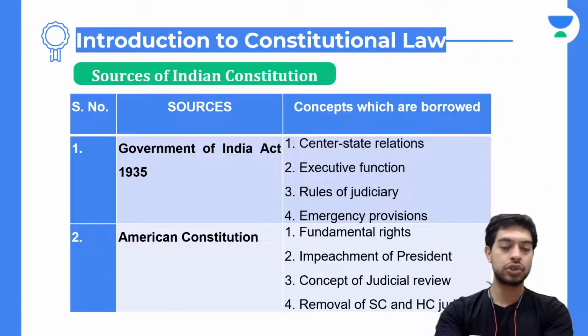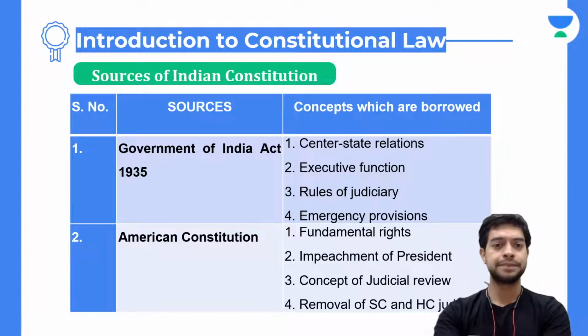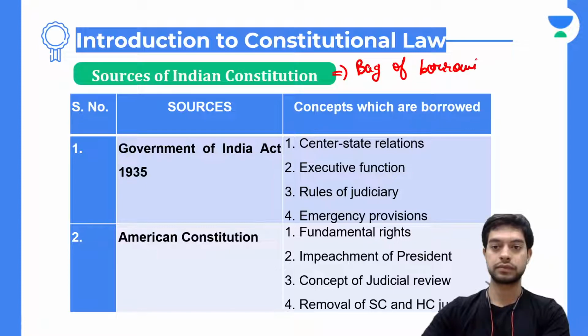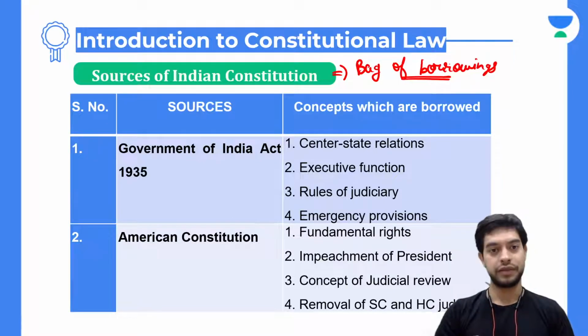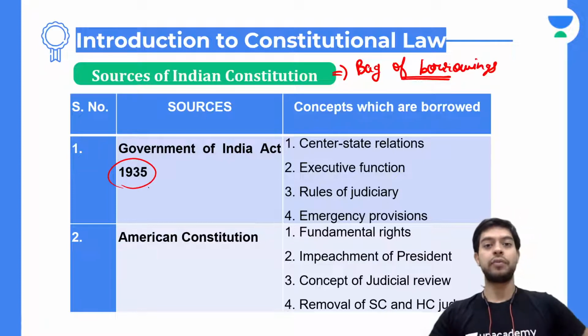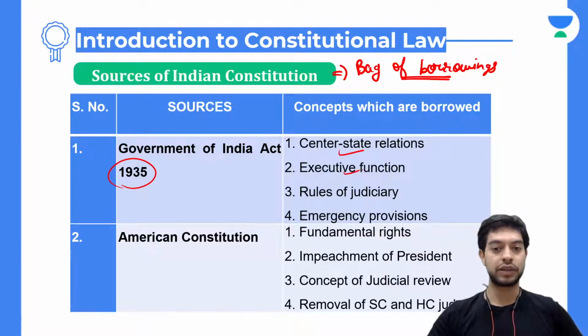Let's discuss some sources of the Indian Constitution. So guys, as it is said that the Indian Constitution is a bag of borrowings. Because the Indian Constitution is a bag of borrowings, that's why we need to know the sources of the Indian Constitution, कि ये कहाँ से लिया गया है. So the major source of the Indian Constitution is the Government of India Act 1935, from where we got center-state relations, executive function, rules of judiciary, and emergency provisions.